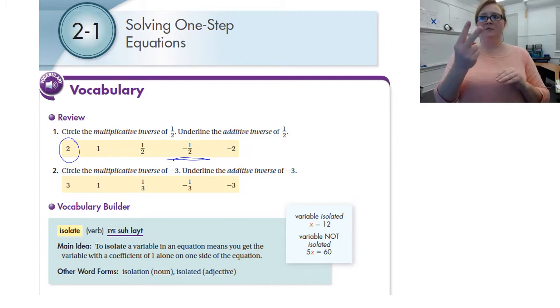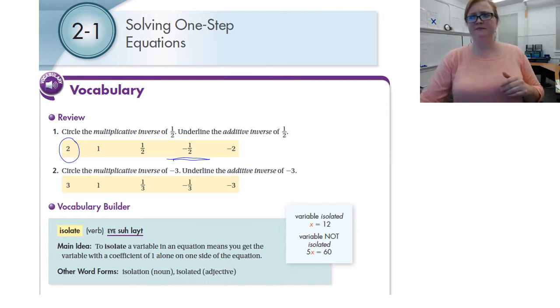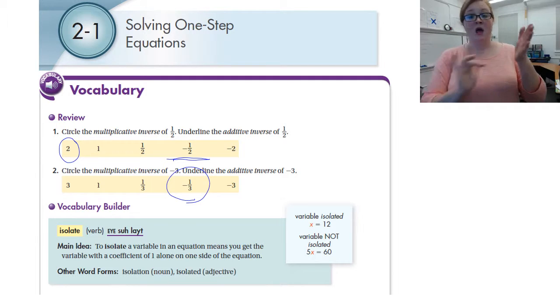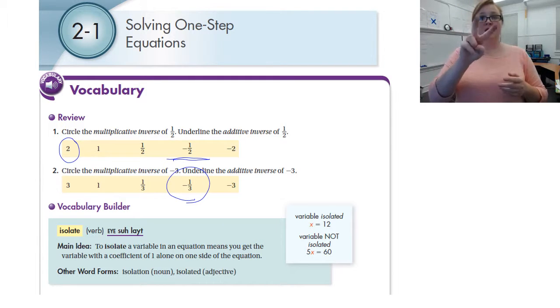Number 2, circle the multiplicative inverse of -3. What number times -3 would equal 1? Underline the additive inverse of -3. What number plus -3 would be equal to 0?